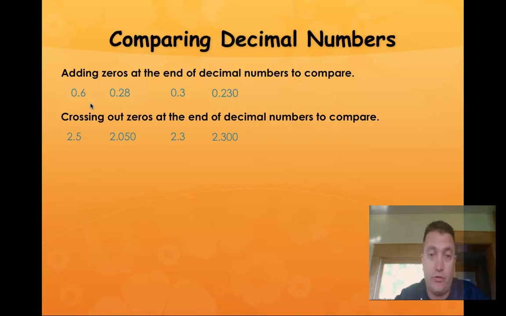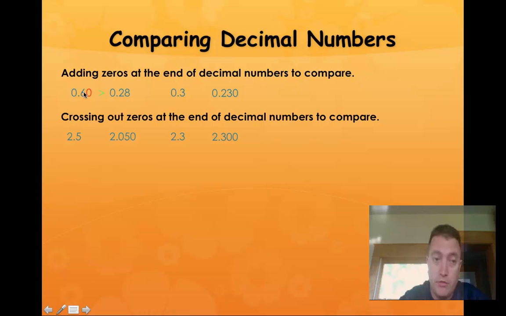It does not affect or change their values. So when we're looking at this first pairing here, I've got 6/10 and 28 hundredths. Sometimes kids get confused when they look at these and they go, this has got 2 digits, it has to be worth more. Well, add the 0 over here and you quickly can see, oh wait, now I've got 60 hundredths and 28 hundredths. It's very obvious that this is worth more. The closer these numbers get to the decimal point, the more they're worth.